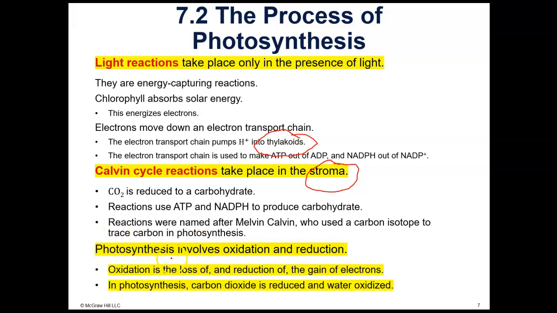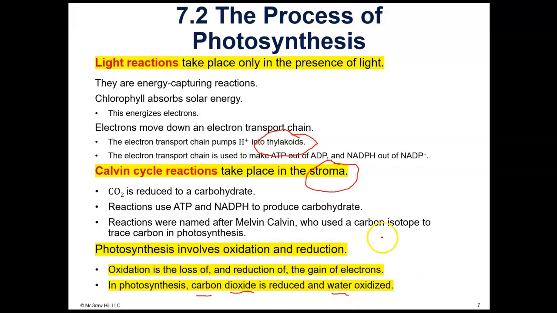Down at the bottom, this is a little bit about chemistry. Photosynthesis involves oxidation and reduction, which are chemical processes. Oxidation is the loss of electrons, and reduction is the gain of electrons. So both of those things happen during photosynthesis. The substance that is reduced, in other words, the substance that gains electrons, is carbon dioxide, and the substance that is oxidized, or that loses electrons, is water.